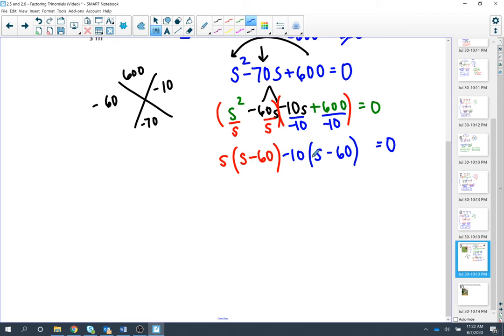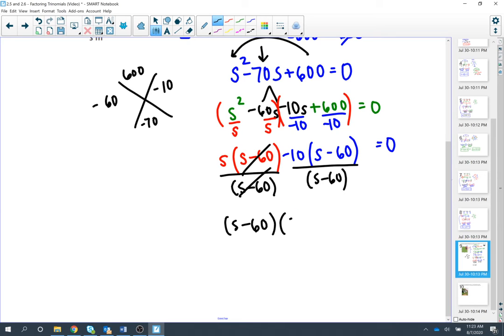Okay, take a look at your parentheses. S minus 60, S minus 60. They are the same. That's good. So we're going to take out an S minus 60. Record your S minus 60. Tell me what's left over. So in the first one I have an S. The second one I have a minus 10. Now at this point, you probably really need to bring that equals 0 back because we're factored, which is great.